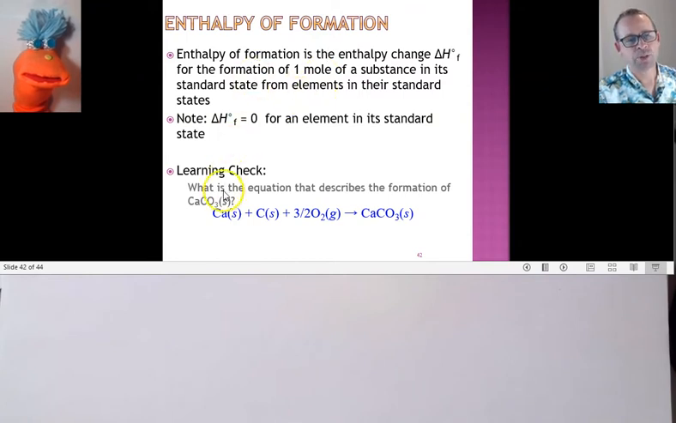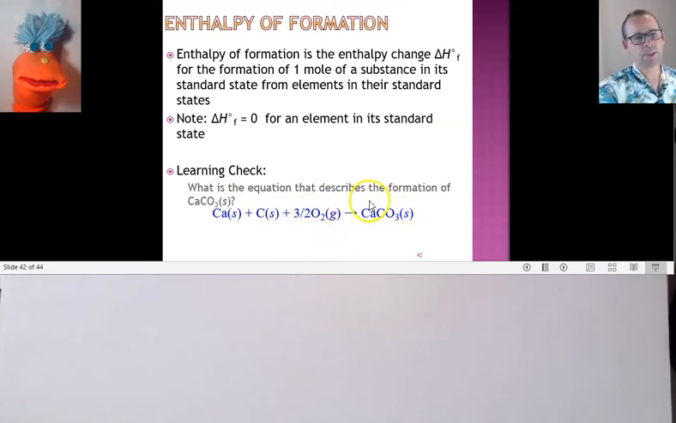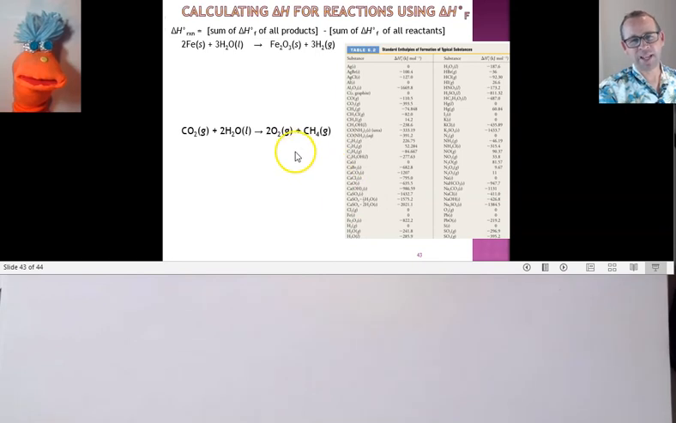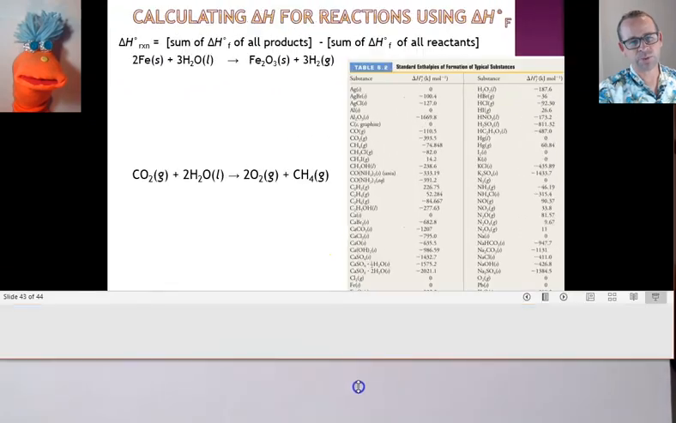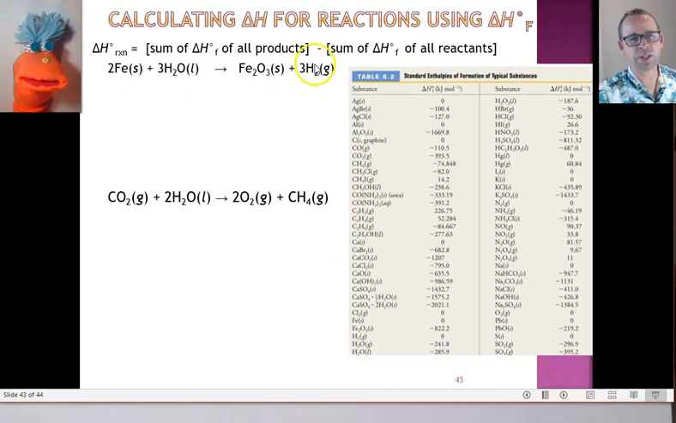All right? So the equation that describes the formation of any compound will be an equation that forms that compound from its elements, and it only forms 1 mole of the material. But then if you have a delta H for the formation of a given compound, that's very helpful because you know how much energy is basically stored in those bonds.